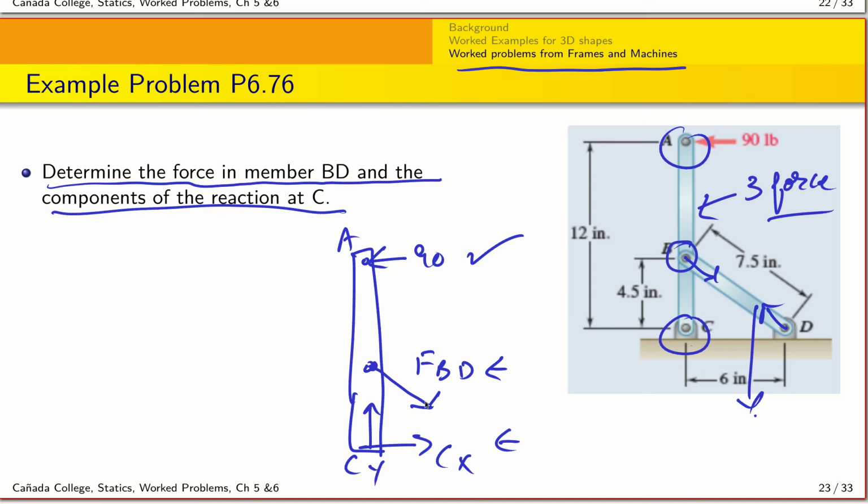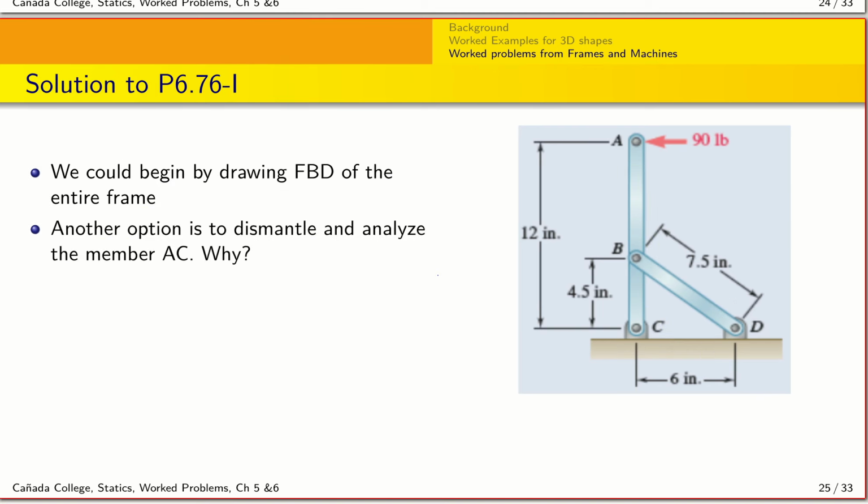So immediately, if I want to calculate the unknown FBD, I just need to take moment about point C, which eliminates the two unknowns Cx and Cy, and thereby I can just calculate what FBD is in terms of what A is, right? The force at A. And so that's how we are going to progress through this problem. So we can, as I said, just directly dismantle and analyze the member.